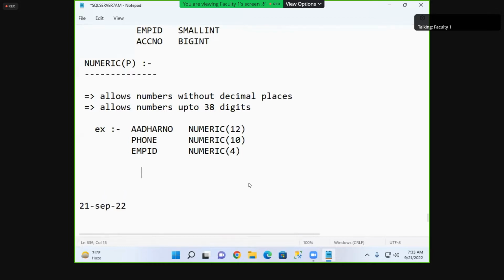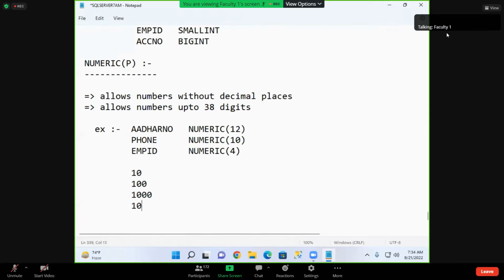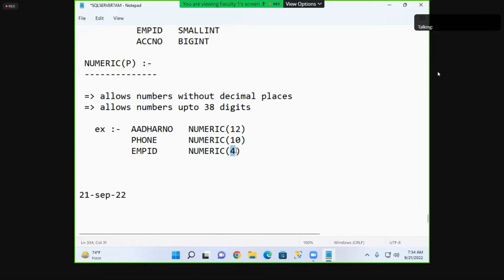Suppose I enter the ID 10, allowed or not? Allowed. ID 100, allowed. ID 1000, allowed. ID 10,000, not allowed, because 10,000 contains 5 digits, but you declared 4 digits. So 4 means maximum 4 digits, not compulsory 4 digits. Okay?